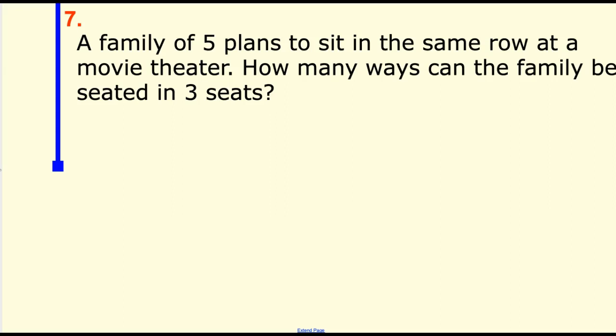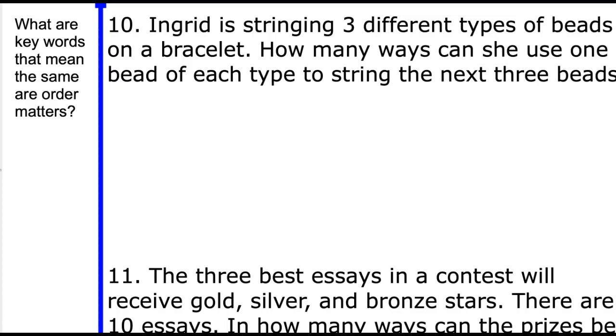So anyway, I know this one could be argued both ways. I'm going to say permutation, order matters, because the way you're sitting in the row makes a difference, and that would be 5 permute 3. Silly question there. Let's go to the next 2. Ingrid, stringing 3 different types of beads on a bracelet. How many? This one's also kind of.